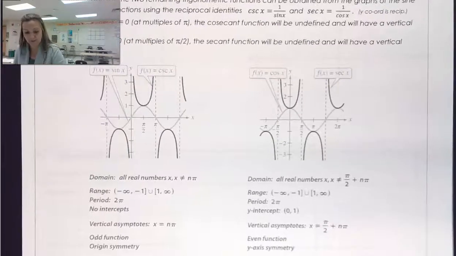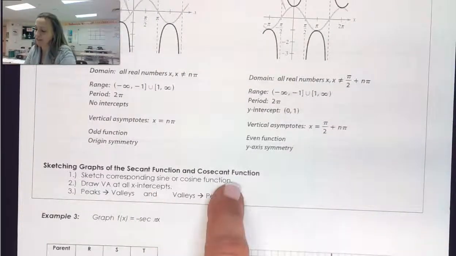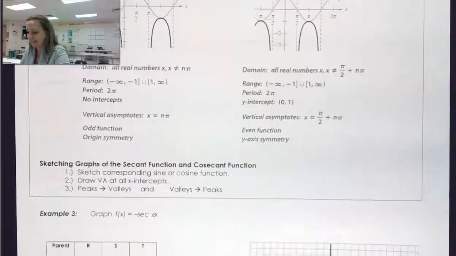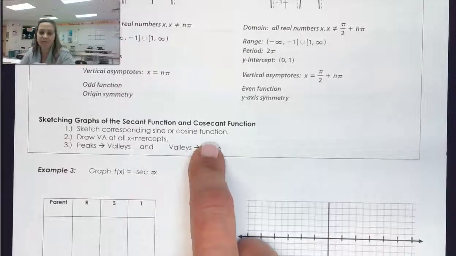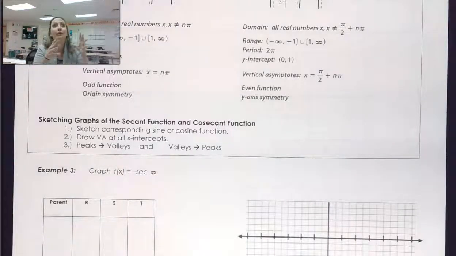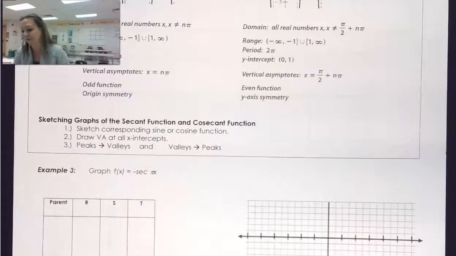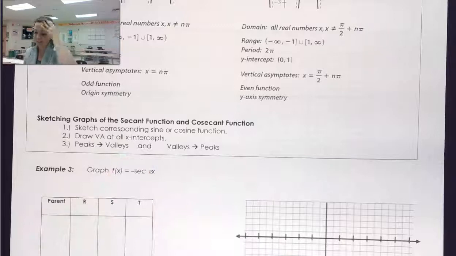And so again, I think the easiest way to do it is to actually sketch the graphs of the secant and cosecant functions, so you see how similar it is to the sine and cosine functions. Because that's how you start. You're going to start by sketching the corresponding sine and cosine function. You'll then draw vertical asymptotes at the x-intercepts. If you think about the x-intercepts of the sine and cosine function, that means the value was 0. If you take the reciprocal of 0, it's undefined. That's how you find your asymptotes. And then you just keep going, and your peaks become valleys, your valleys become peaks, and you go to town. I think you're going to like it.